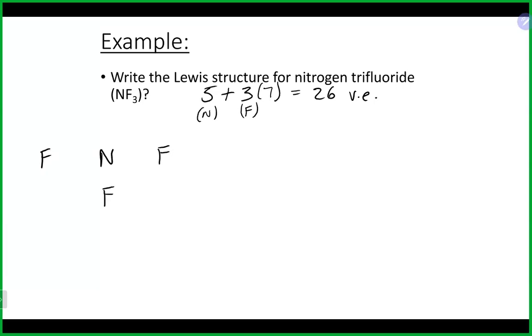And to answer your question, it doesn't matter. You can put the fluorine in the bottom like I did, or you can put the fluorine up on top if you like. It doesn't really matter.